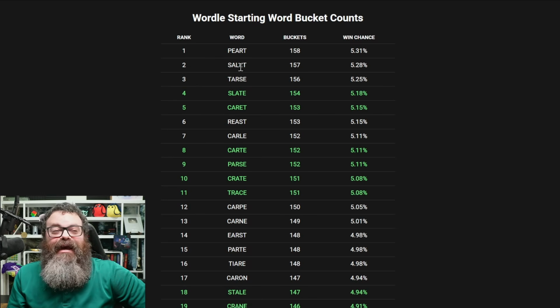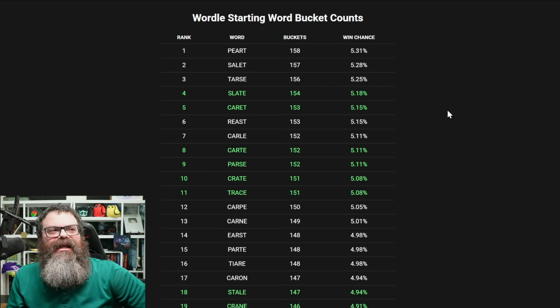Salet here, or salé, however you want to say that. It's at 157 buckets. Salé is often cited as the best starting word. It's not a surprise that it's near the top, but it's interesting that it's not number 1. And so it's got a slightly lower chance. Tarse here has a 156.